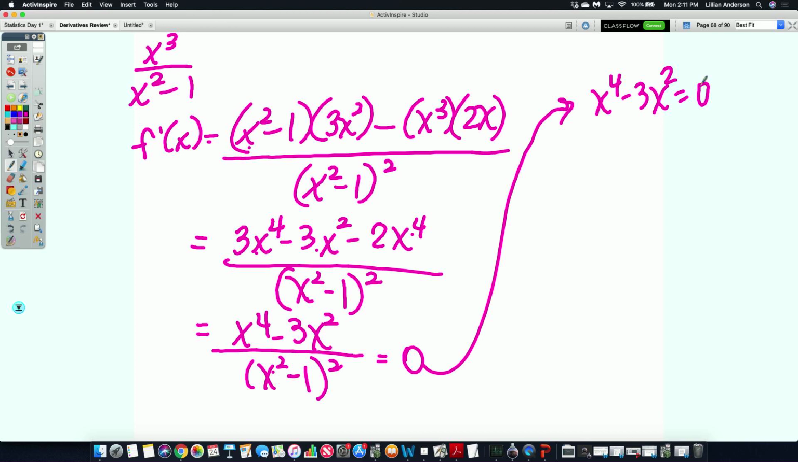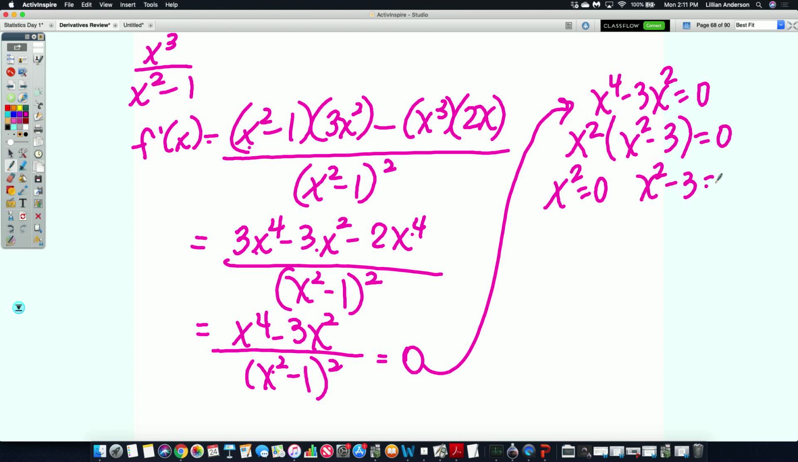Take out an x squared. I factor it out instead. We just went over this. Right. So I have x is equal to 0 and x is equal to plus or minus the square root of 3. One thing I forgot is that it has to be plus or minus the square root.